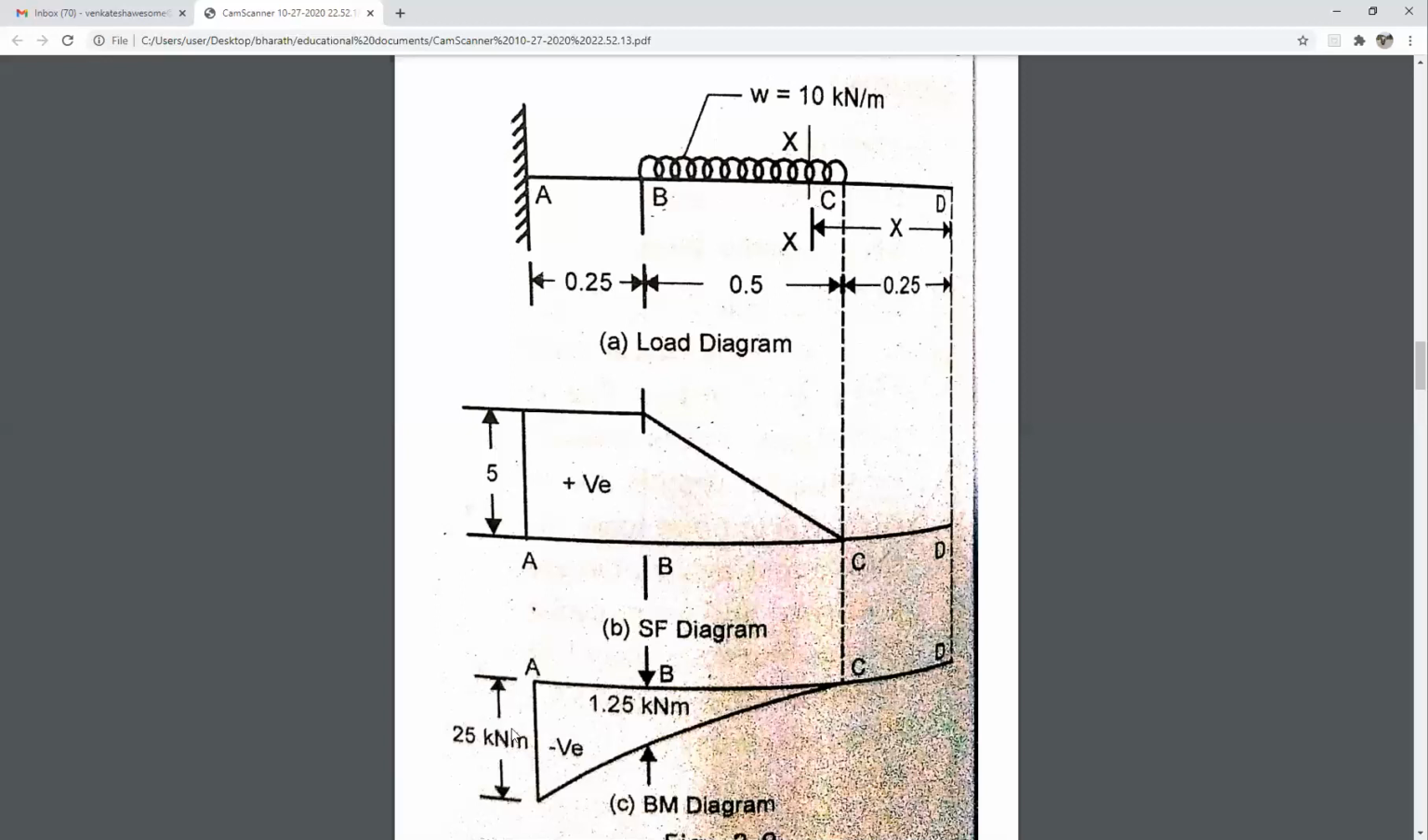Here also, in the case of the BMD, we have a baseline ABCD. From C to D, we don't have any moments. After point C, we have a moment due to the UDL. This UDL is constant up to the fixed end, which is represented by this one. And the remaining values will come while solving the problems.